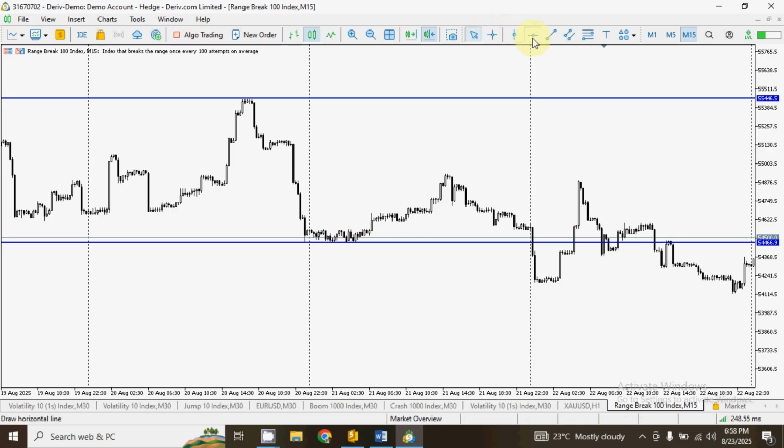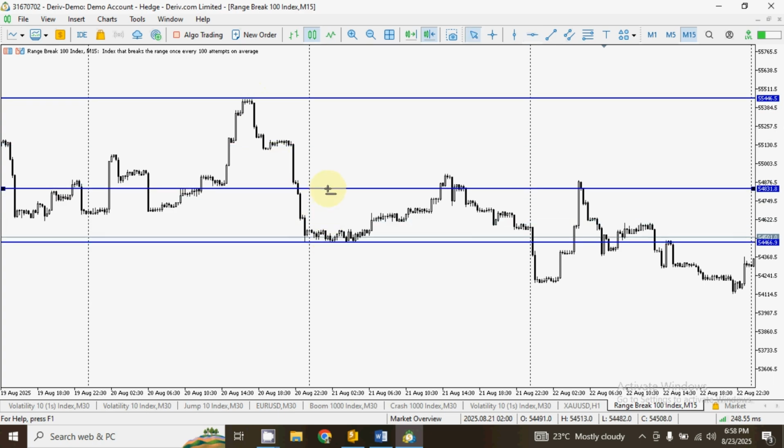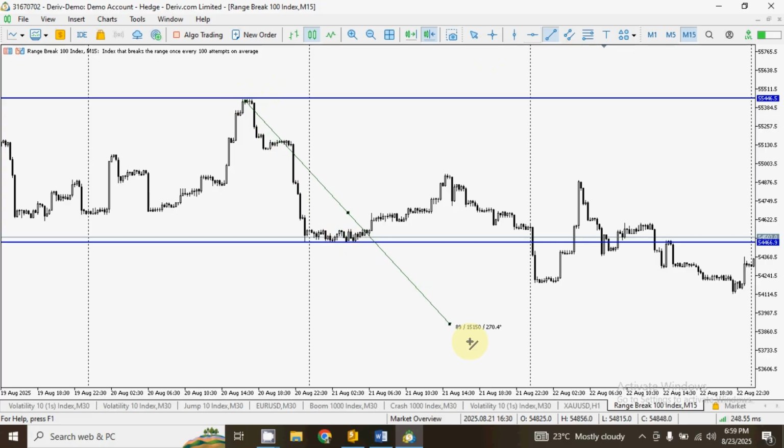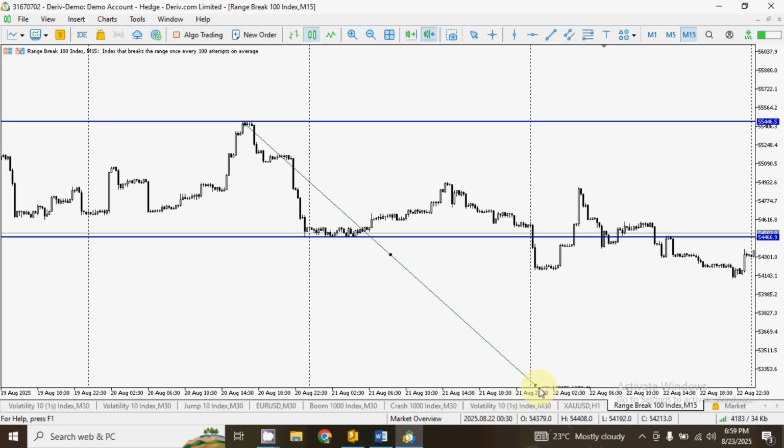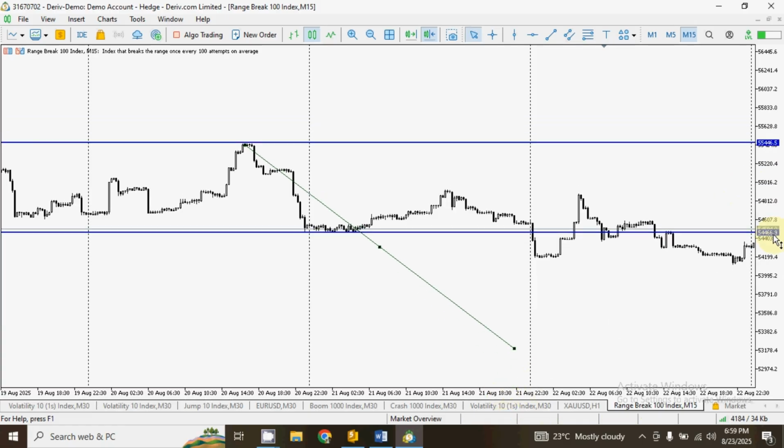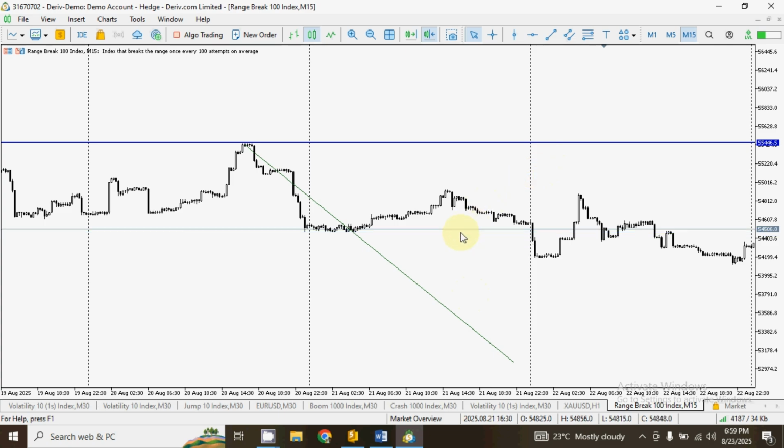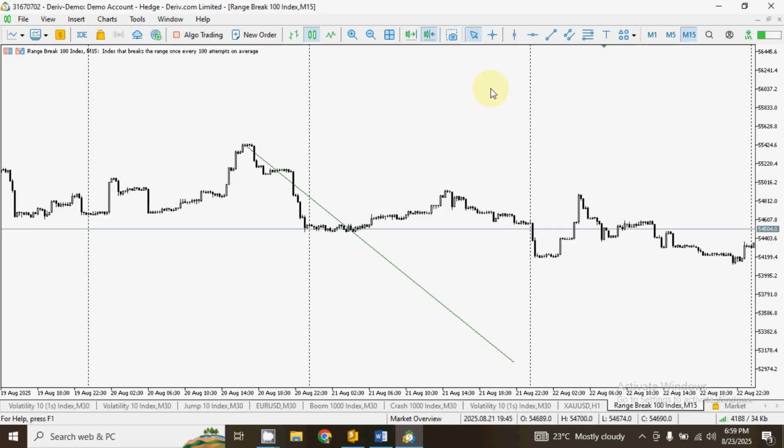Now draw a trend line connecting the high price of 2 days ago to the low price of yesterday. Draw a trend line connecting both. You can extend it for as long as you want. So the high price of 2 days ago and the low price of yesterday, connect both together and extend the trend line forward.